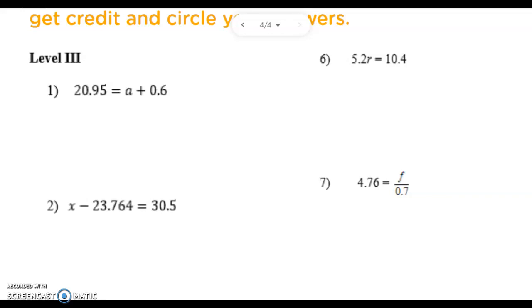All right, let's look at level 3. Number 1, 20 and 95 hundredths equals A plus 6 tenths. Draw my wall. Who does A want to get rid of? A wants to get rid of the 6 tenths. The opposite of adding 6 tenths is subtracting 6 tenths.